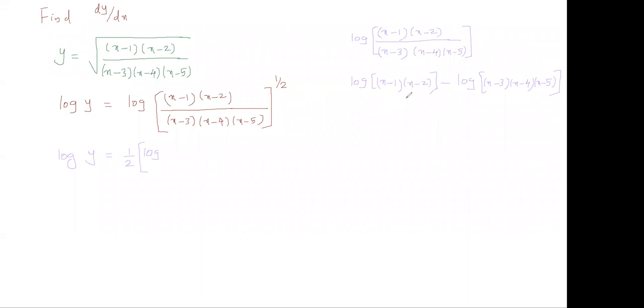Now again, if you look at the first expression, it is logarithm of a product. Logarithm of a product is a sum of their logarithms. So it is logarithm of x minus 1 plus logarithm of x minus 2, minus, in bracket, again the second expression is also logarithm of a product. Logarithm of a product is the sum of the logarithms, so it is logarithm of x minus 3 plus logarithm of x minus 4 plus logarithm of x minus 5.